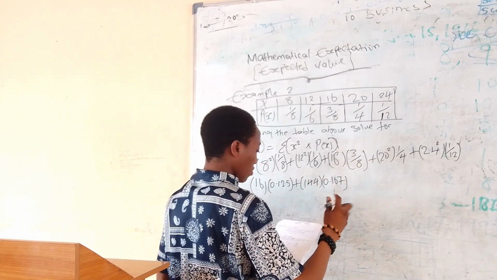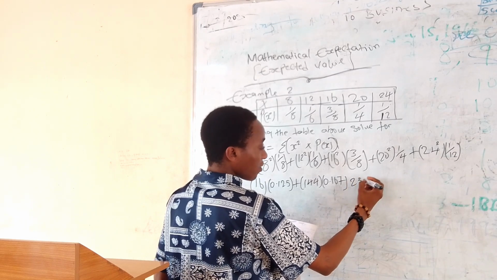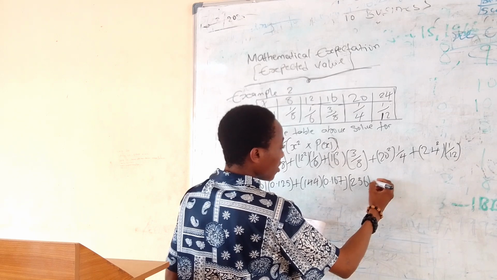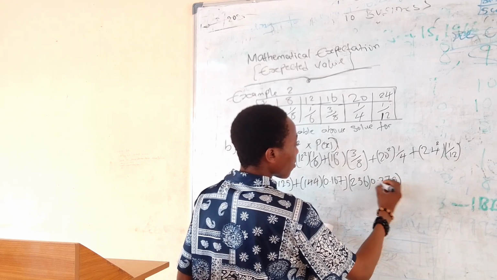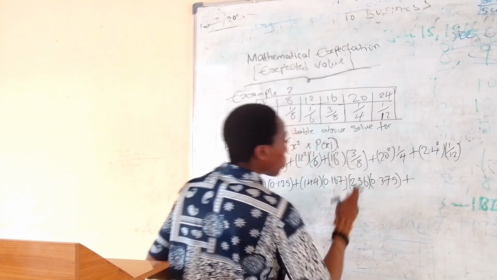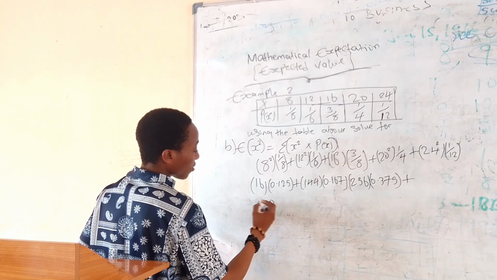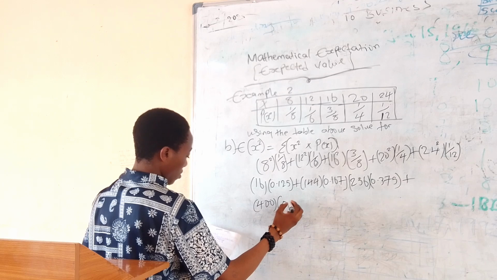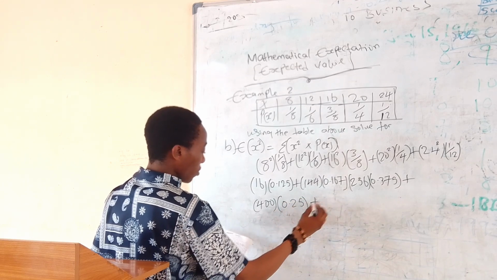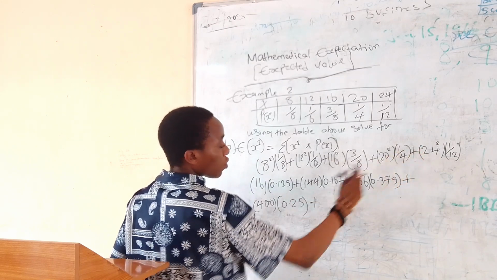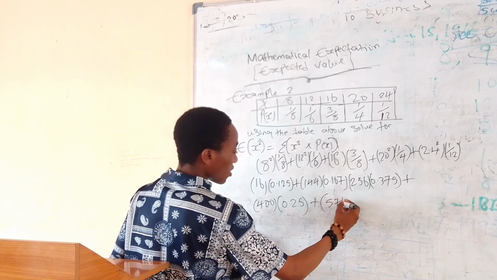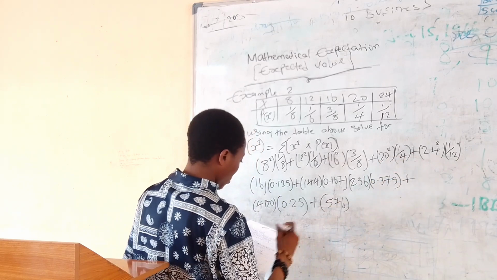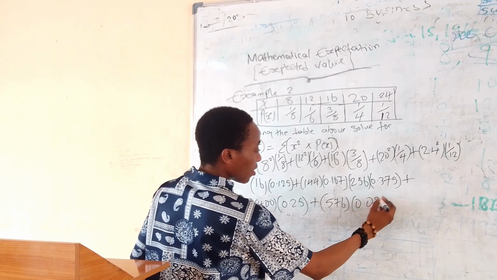16 raised to the power of 2 gives us 256, multiplied by 3 over 8, which is 0.375, plus 20 raised to the power of 2 gives us 400, multiplied by 1 over 4, which is 0.25, plus 24 raised to the power of 2 gives us 576, multiplied by the probability of 24, which is 1 over 8, 0.083.